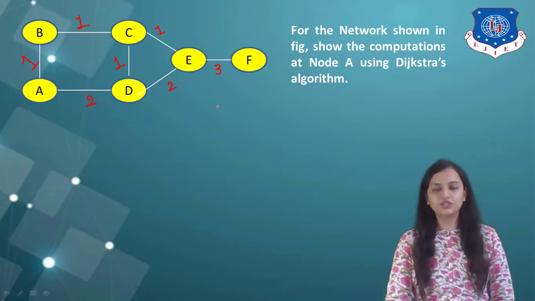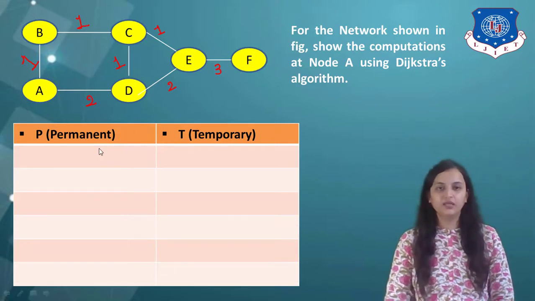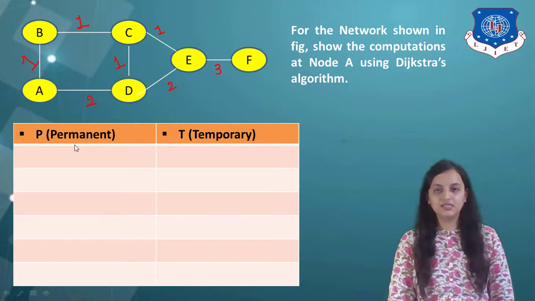Now, to obtain the shortest path from this network, we have to make one table to decide the shortest path according to the network. So, this is the table. The table has two parts, the permanent side and the temporary side. In Dijkstra's algorithm, there is one target, which says that all the nodes from the network should be moved to the permanent side step by step.